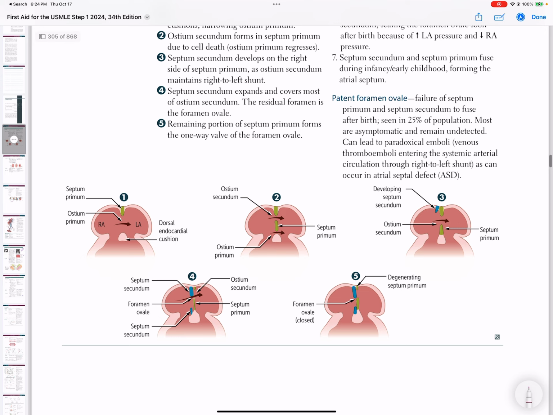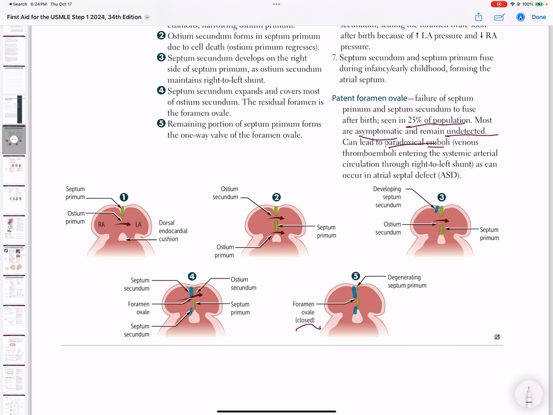Anyway, what happens when there is a patent foramen ovale? So failure of the septum primum and septum secundum to fuse after birth is the patent foramen ovale. So when primum and secundum don't fuse, you have a patent foramen ovale. This is usually seen in 25% of the population. It is usually asymptomatic and remains undetected, but it can lead to paradoxical emboli.